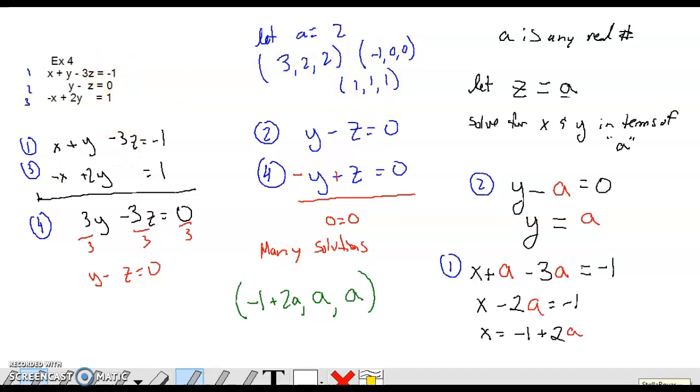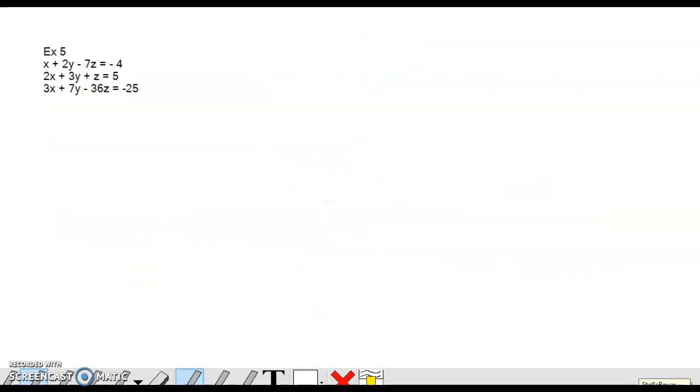All right, so this one is a little bit more complicated than the inconsistent, so I do want to show you one more example of this. Okay, so again, I'm going to call them 1, 2, and 3. It looks like it's easier to manipulate the x's to get rid of them. So for sure, I'm going to use the second equation. So 2x plus 3y plus z is equal to 5.